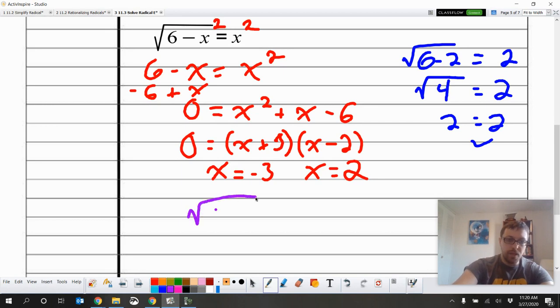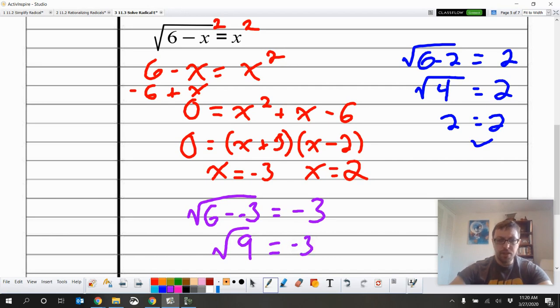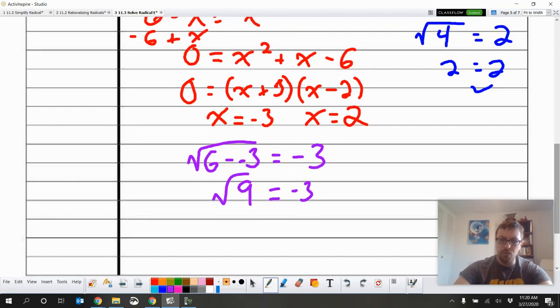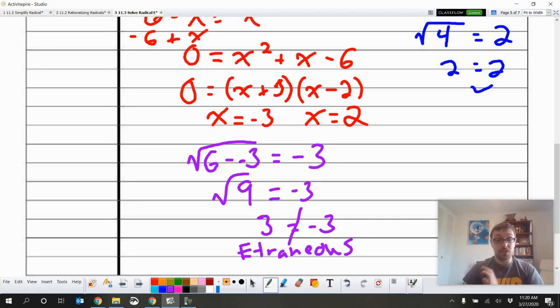Watch the other one. We get square root of, oh, got ahead of myself. Undo, please. Thank you. 6 minus negative 3 equals negative 3. 6 plus 3, because we got a minus minus, so that's the square root of 9 equals negative 3. The square root of 9 is 3. Last I checked, 3 and negative 3 are very different numbers. So this is extraneous. So that is an extraneous solution.